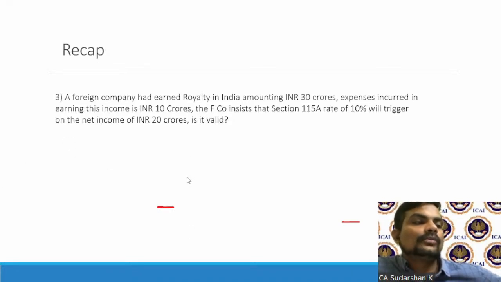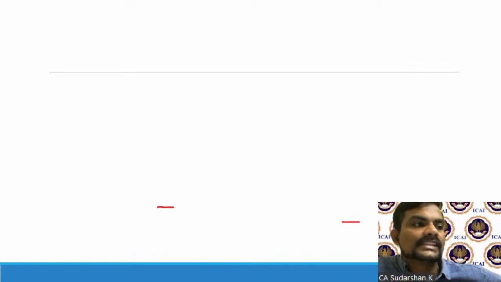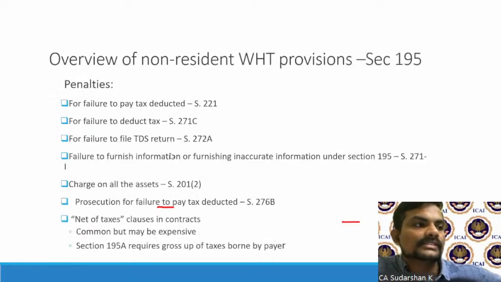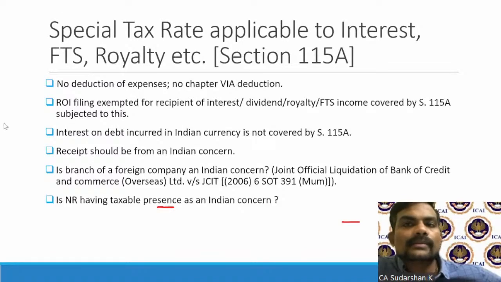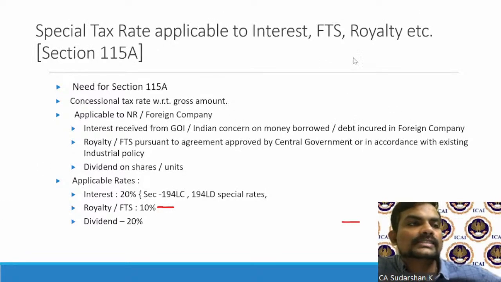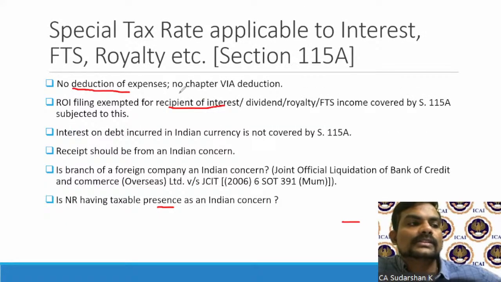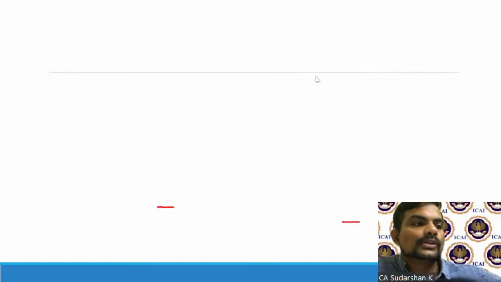Is it valid? Now, as I mentioned to you, section 115A is a special provision, Chapter 12, determination of tax in special cases, whereby under 115A the primary condition is you will be taxed on a gross basis. The tax will be done on the gross amount, so 30 crores is what it has received. And the other major condition is there shall be no deduction of expenses under sections 28 to 43C, and no Chapter VI-A deduction will be available. So this will be flat taxable at the rate of 10% on the gross amount. Therefore, the contention of the foreign company that it will be taxed only on 20 crores is wrong.